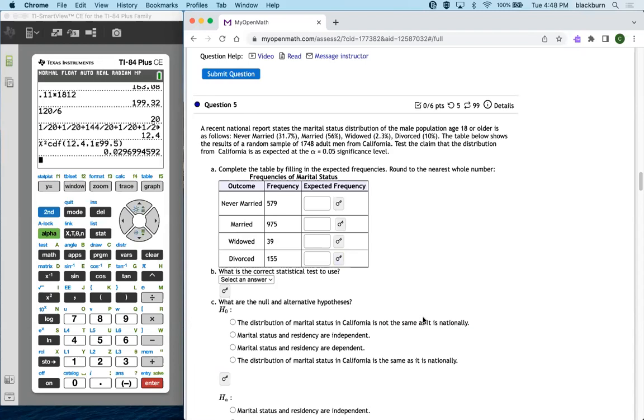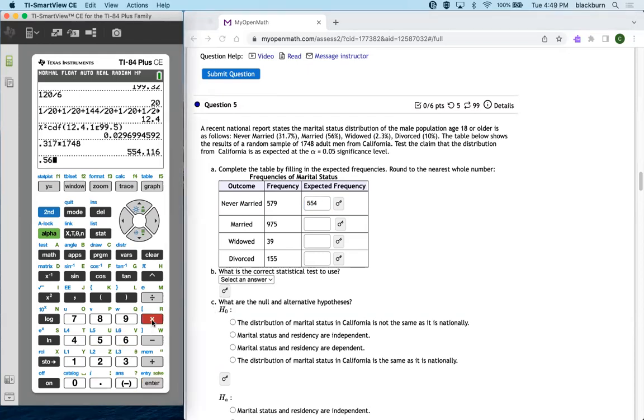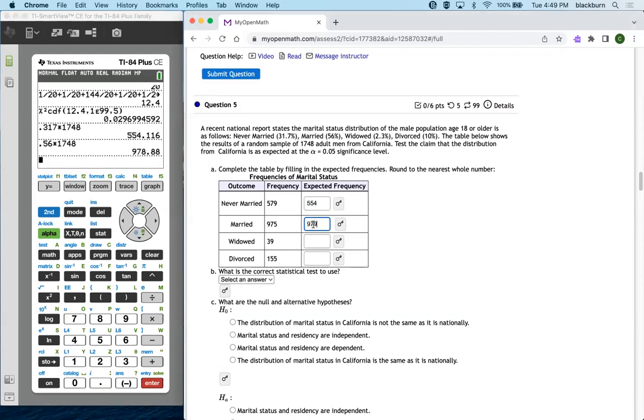All right. So what we've got to do here is take all these percentages and multiply them by the number of people in the sample. So for never married, 0.317 times 1748. For never married, we're expecting 554. So 579 is not that far off. 56% married, so 0.56 times 1748. We get 979. That's real close.